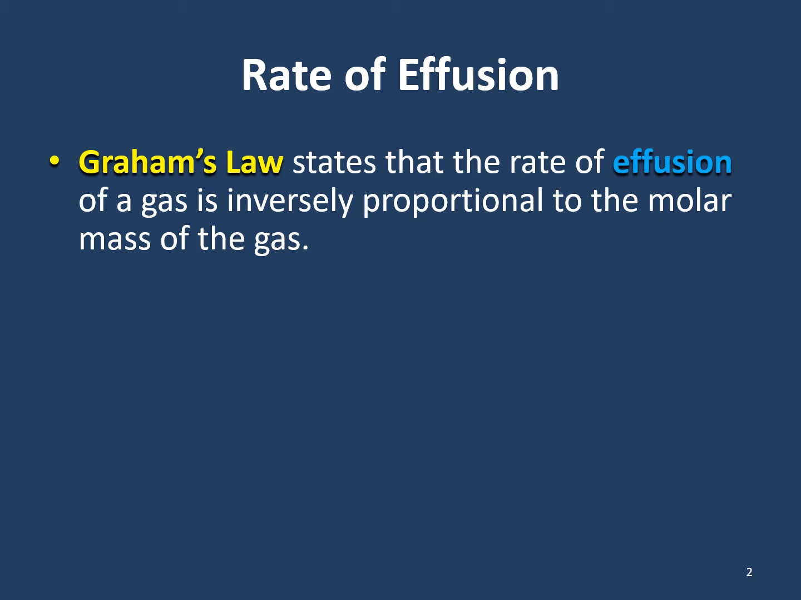If we're leaking out of a container and we're really big, heavy, and slow, then we're not going to leak out very quickly. So the molar mass is very large. It's going to slowly leak out of a container because it's moving slowly. However, if we have a really lightweight gas, that gas is going to be moving very quickly and therefore will leak out of the container faster.